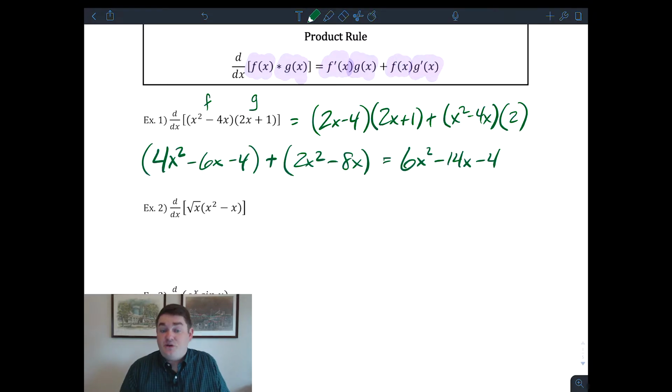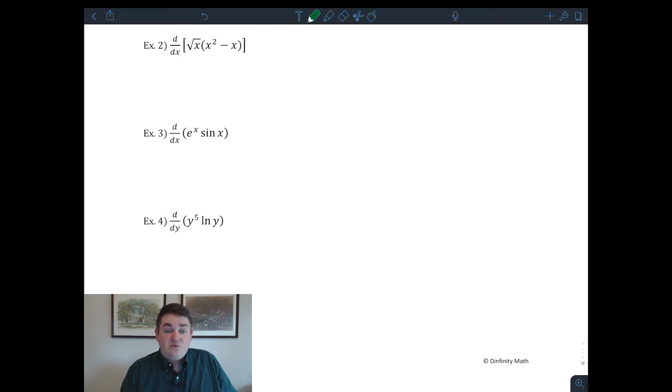and move on. So if we go ahead and multiply these together, 4x squared minus 6x minus 4 plus 2x squared minus 8x, combine like terms, 6x squared minus 14x minus 4. If this was a multiple choice question, you can bet this would be the answer that you would have to choose. Example 2, I've got the derivative of the square root of x times x squared minus x.